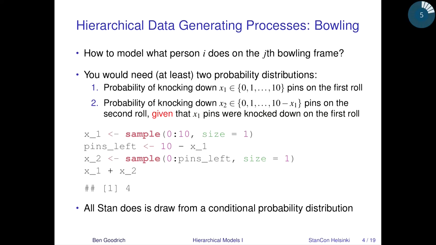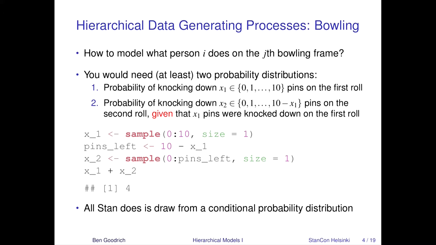And in our code, it might look something like this. So you're going to need two probability distributions, one for the first roll of a frame of bowling, and then another probability distribution for the conditional probability of knocking down some number of pins on the second roll of a frame of bowling when there's only 10 minus x1 pins available to be knocked down. So the second is a conditional probability distribution. It depends on the realization of what happens on the first roll of your frame of bowling.